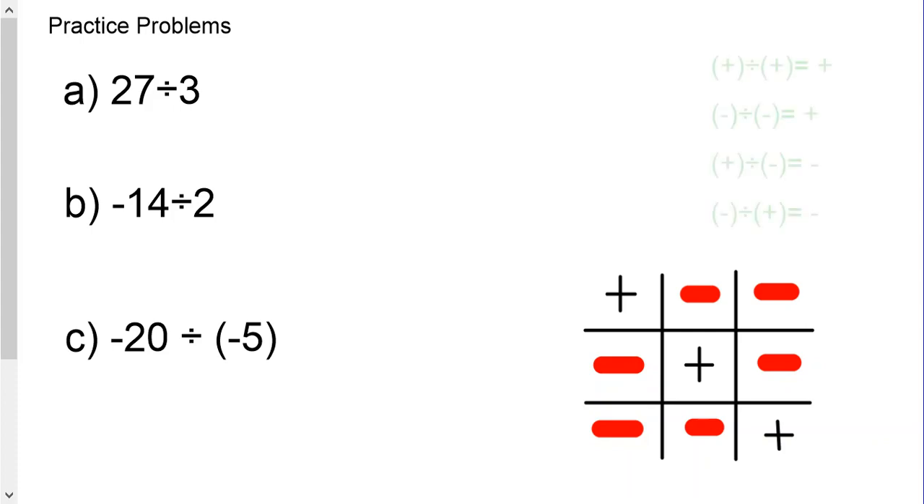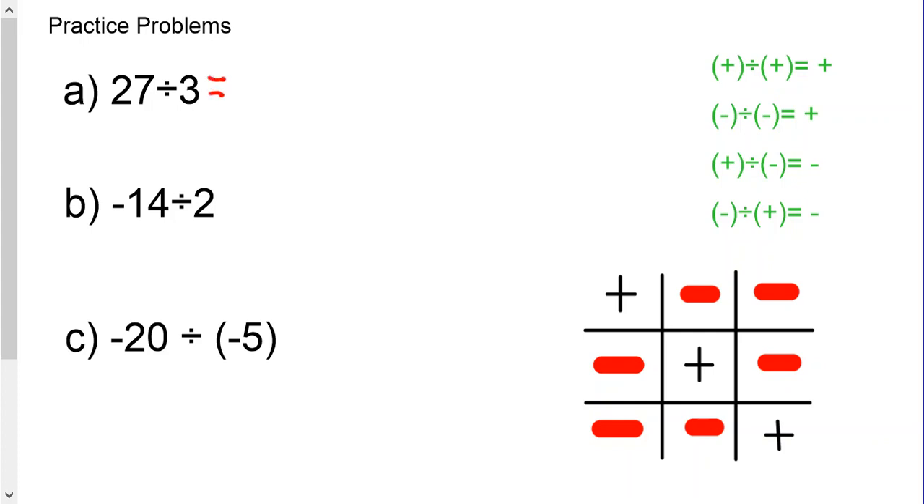Another way that you could think about this is this rule here. A positive divided by a positive gives you a positive. Negative divided by a negative will give you a positive as well. A positive divided by a negative gives you a negative. And a negative divided by a positive gives you a negative. If you write these tools down in your math notebook, you'll be able to refer to them as you're doing these problems. All right, let's do some examples. We got 27 divided by 3. If we look over here, we got two positives, so our answer should be positive.